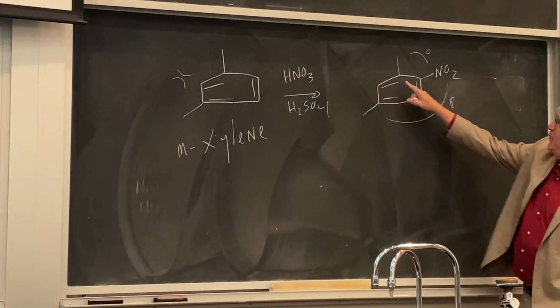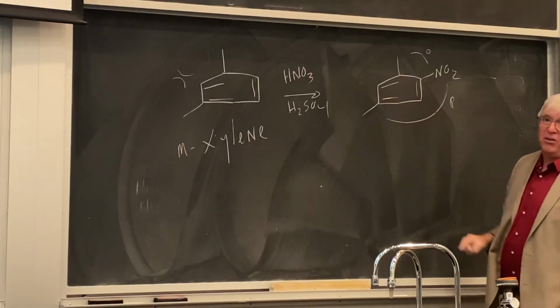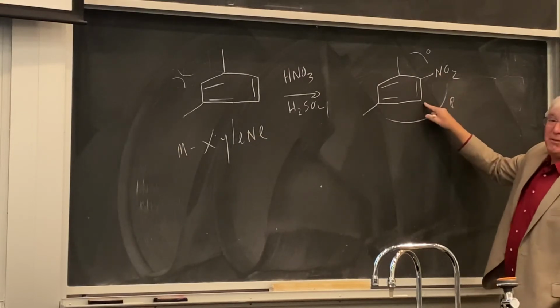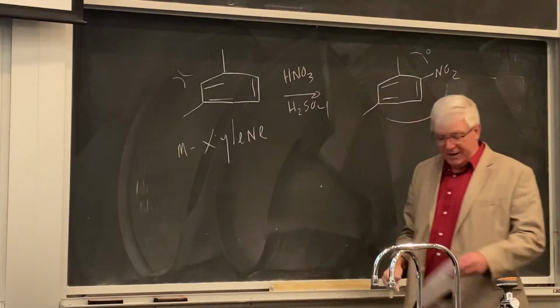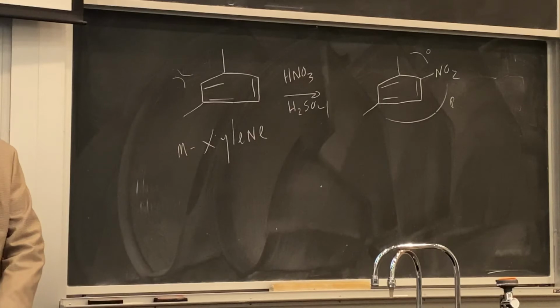That would not benefit from having the plus charge next to the two methyl groups. So this pathway here is highly stabilized relative to this pathway. So this one, you've got a reinforcing idea between the two groups. And that's probably the easier one.